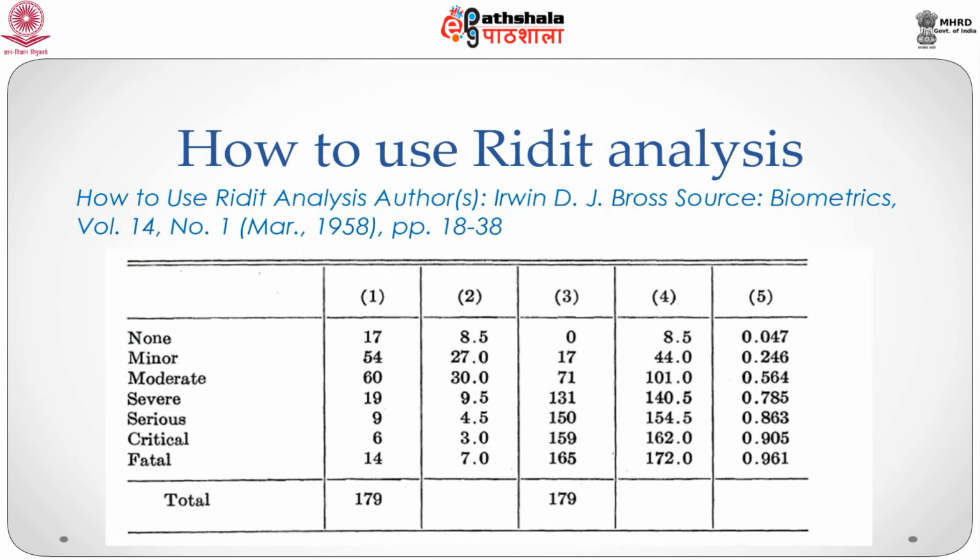A seminal paper which popularized the use of ridit analysis is How to Use Ridit Analysis, due to Bross, published in Biometrics in 1958. This is an application paper which illustrates ridit analysis of data from the Cornell Automotive Crash Injury Research Program. The ridit analysis is summarized in this table. So, columns 1 to 4 denote the frequencies which are required to calculate the ridits, and finally the entries in column 5 are the ridits corresponding to the categories none, minor, moderate, severe, serious, critical, and fatal.